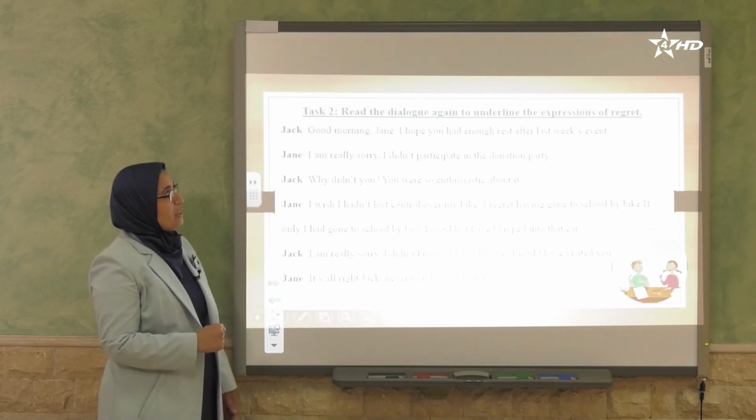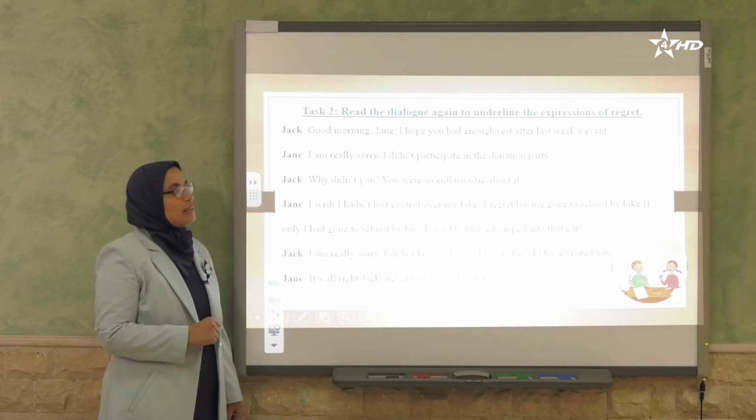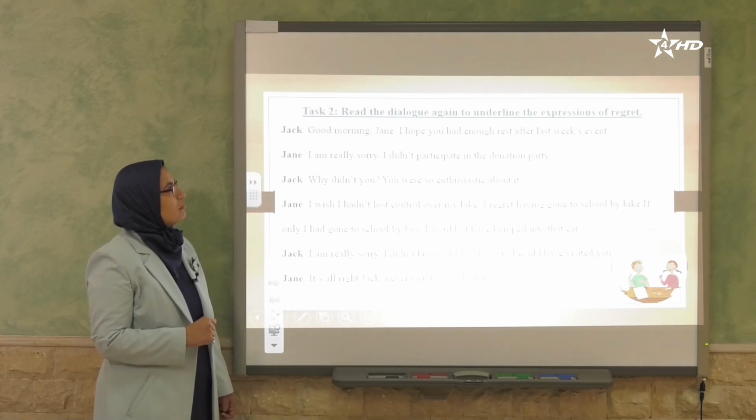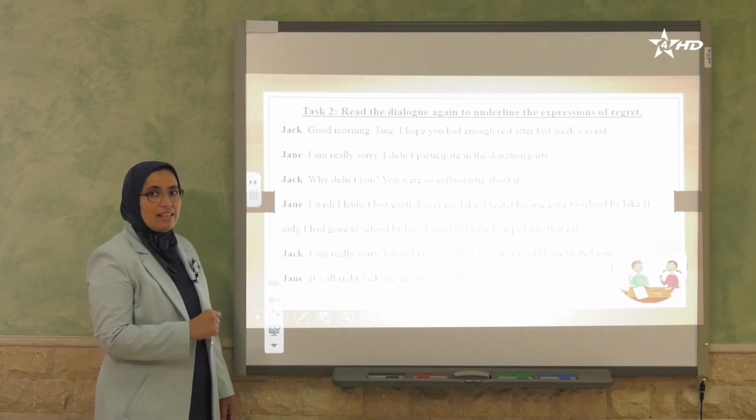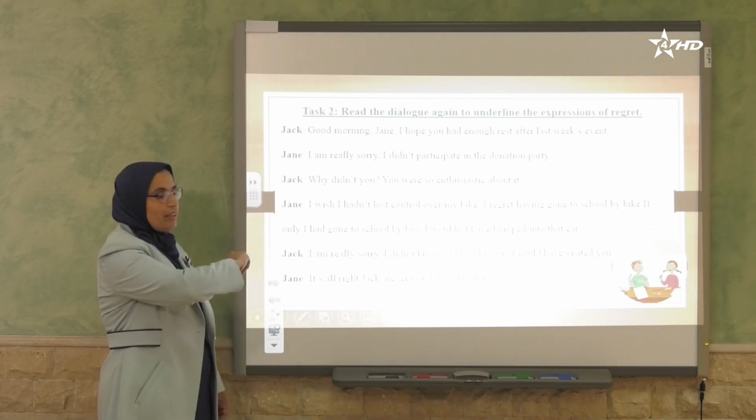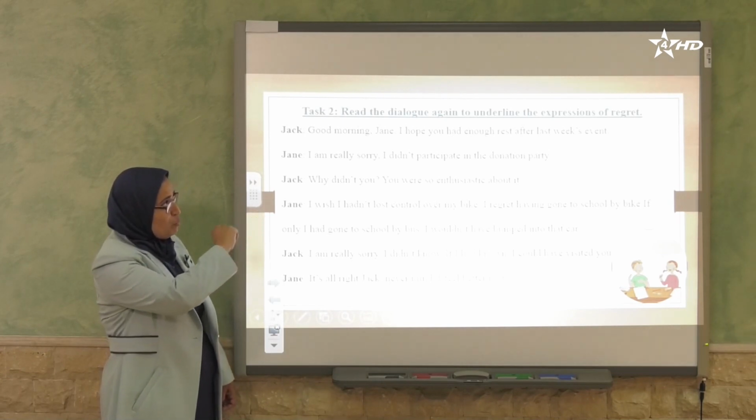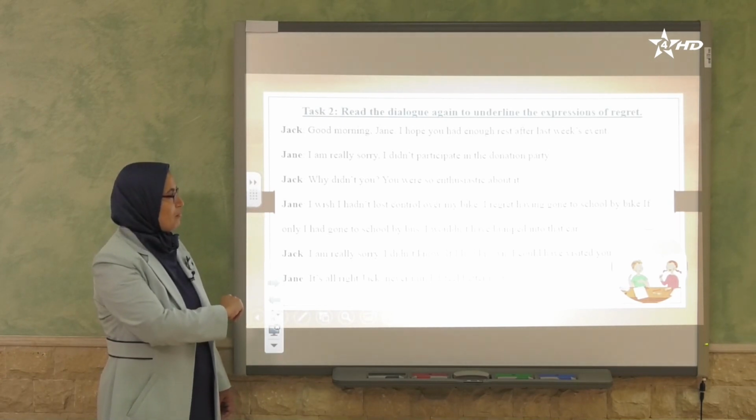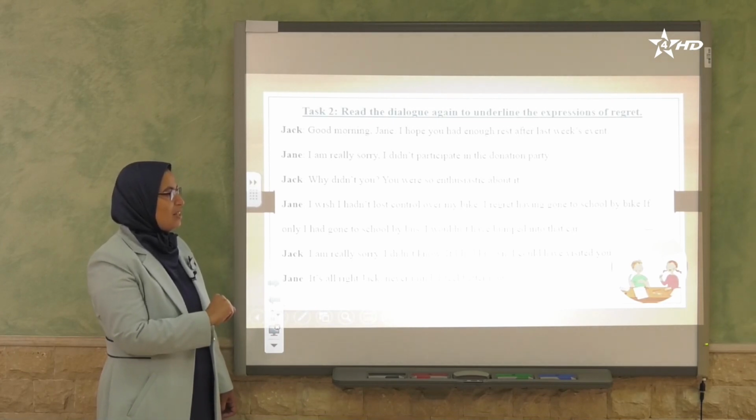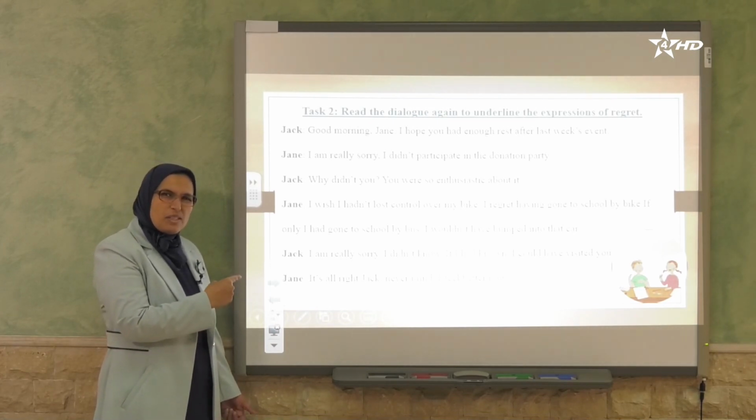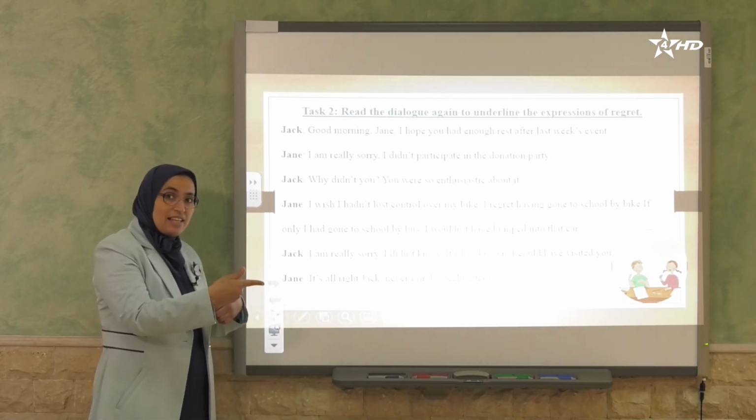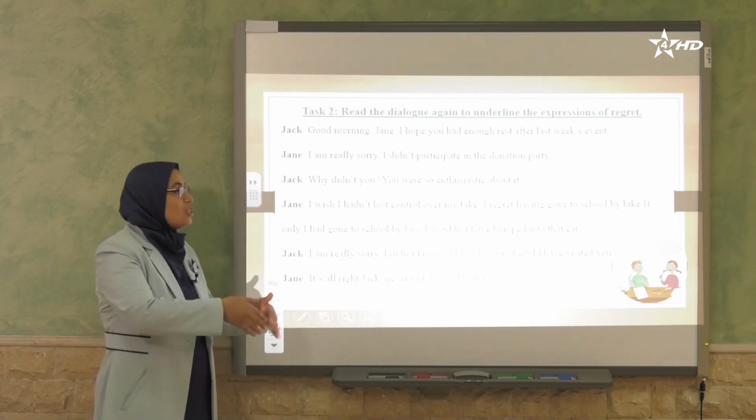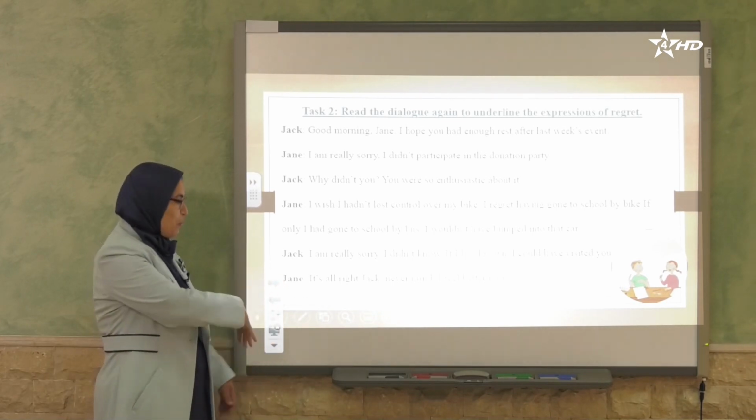Task 2, read the dialogue again to underline the expressions of regret. Can you see them? Where are they? Great! I'm sorry. Why is she sorry? Because she didn't participate in the donation party. I wish I hadn't lost control over my bike. What's the problem here? She lost control over her bike, and she had an accident, so she wishes she hadn't lost control over her bike.